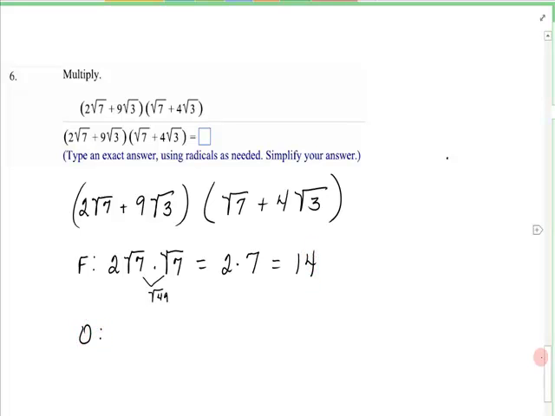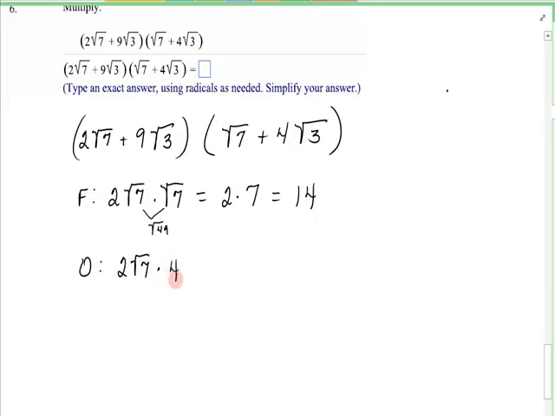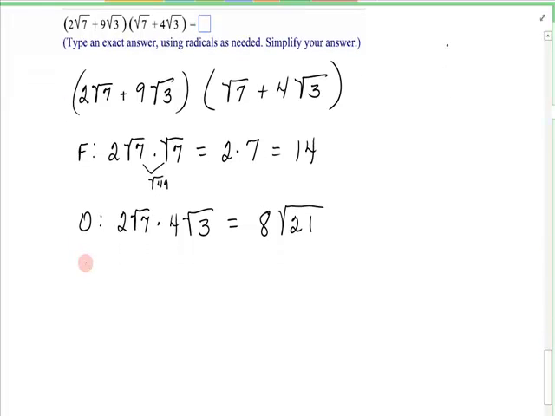Outer. Give myself a little more room. The outer product, I have 2 times the square root of 7 times 4 times the square root of 3. The rational numbers, 4 times 2 gives me 8. The radical numbers, the irrational ones, I can multiply those for the square root of 21. And I can't simplify the square root of 21 because there's no perfect square factor, so I leave it.